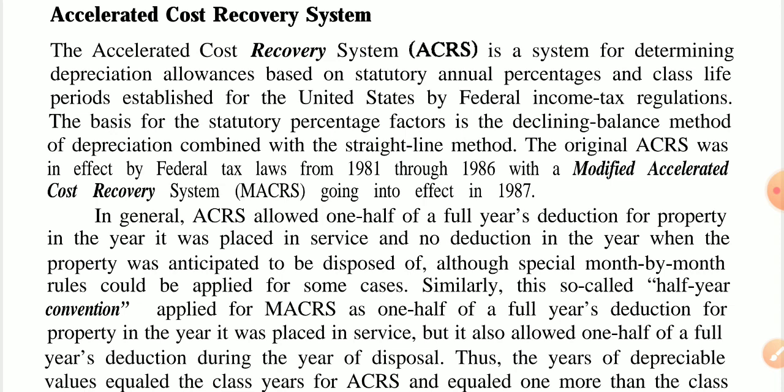Simply, in general, the accelerated cost recovery system allows one half of a full year's deduction for the property in the year it was placed in service, and no deduction in the year when the property was anticipated to be disposed of. Although a special month by month rule could be applied in some cases.